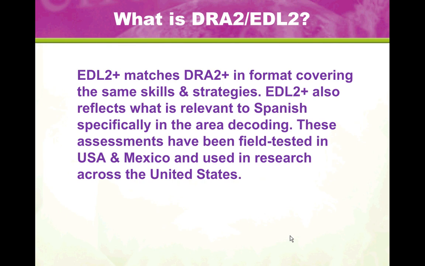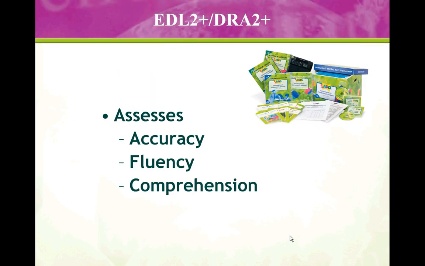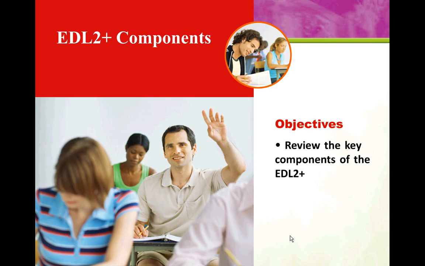These assessments have been field tested in the United States and Mexico and have been used in research across the United States for over 20 years. So they're pretty reliable and teachers are real comfortable in looking at what they provide in a biliteracy setting. Basically, the assessments measure three things: accuracy, fluency, and comprehension.